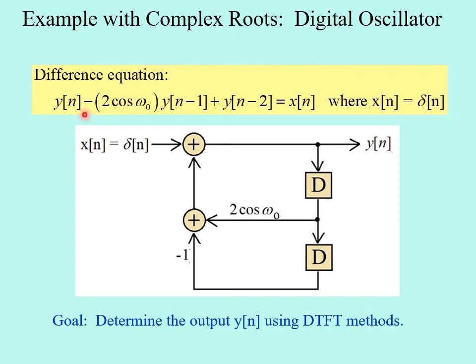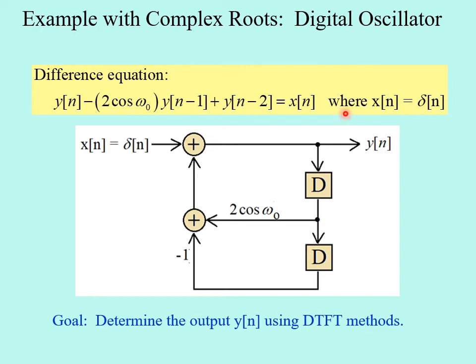So this is the difference equation that we're going to start with. It's pretty much just a normal difference equation. The one thing that's different about it is that the coefficient in front of the y of n minus 1 term is 2 times cosine of omega naught. And it turns out that omega naught will end up being the oscillation frequency of the oscillator. That's certainly not apparent at this point yet, but you'll see later on when it comes out like that.